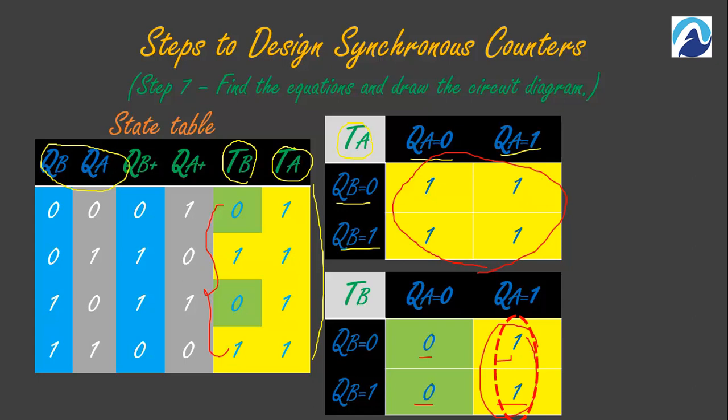So if I'm going to find the value of TB from this side, nothing is common. Sometimes the value of QB is 0 and sometimes the value of QB is 1 in this particular group. But the value of QA is always 1, which is common in this particular group. So I can say that my TB is equal to QA. So my final Boolean equations for TA and TB are TA is equal to 1 and TB is equal to QA. By using these Boolean equations, we are going to make the circuit diagram for the required counter.